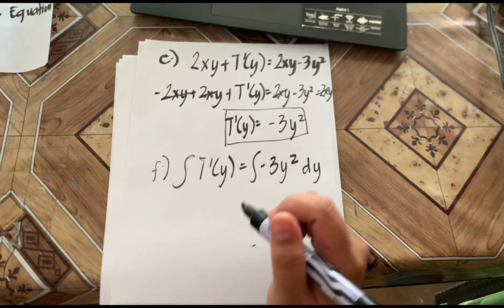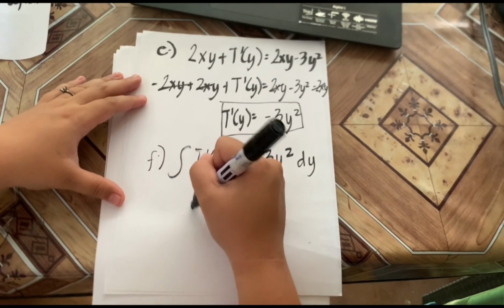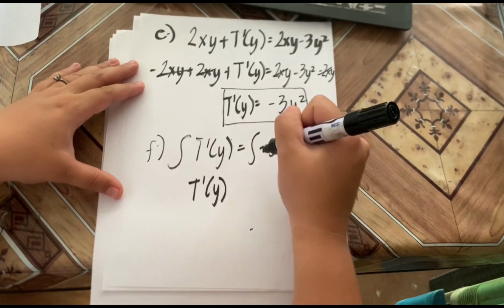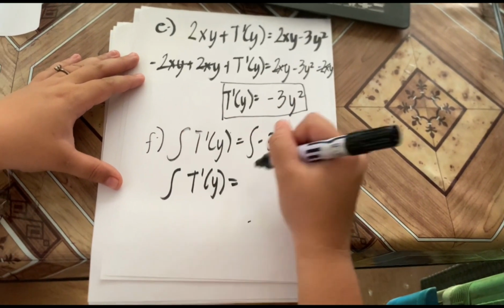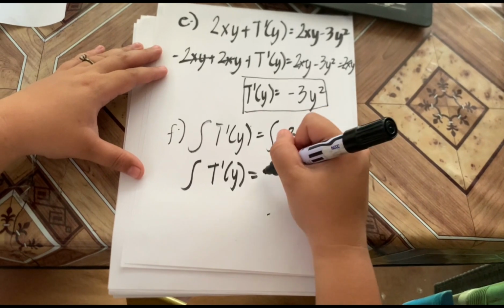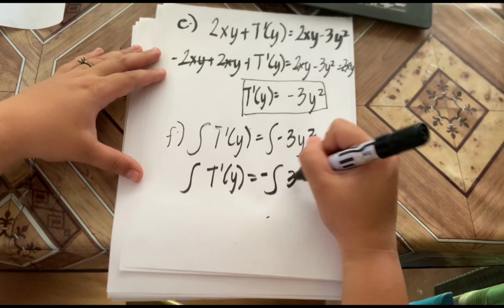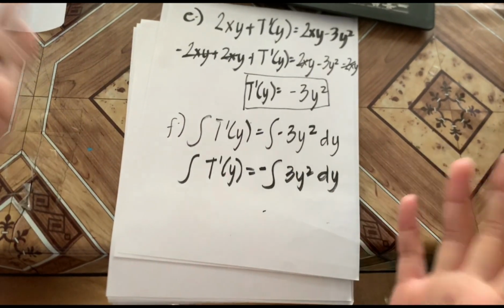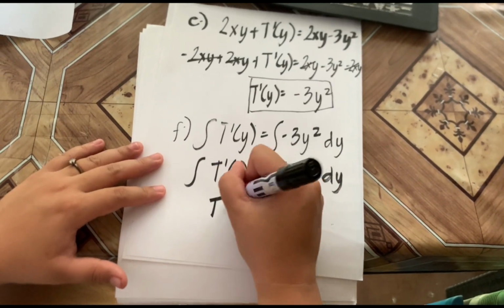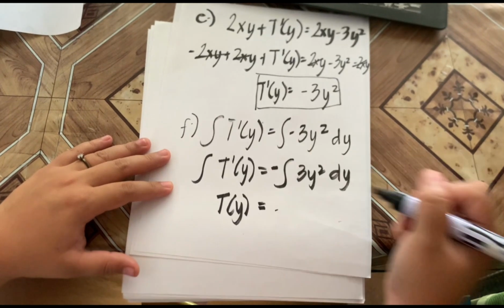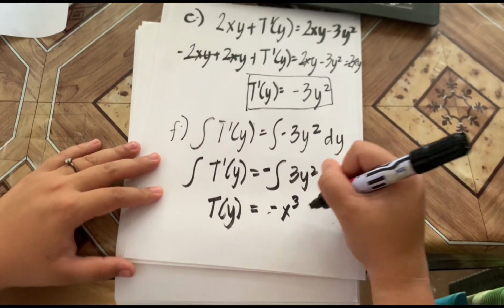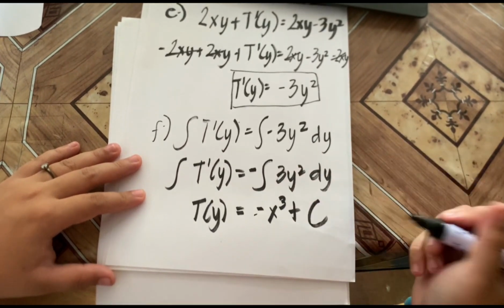So integrating this one, we still have to get rid of the negative sign here. On this side, we can now have negative integral of 3y squared dy. So now we can integrate this one. So we can have T of y is equals to negative y cubed plus c.